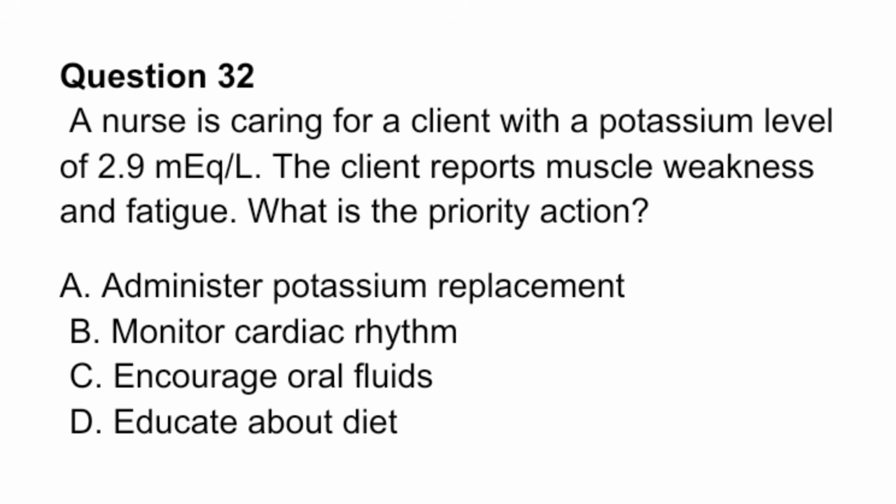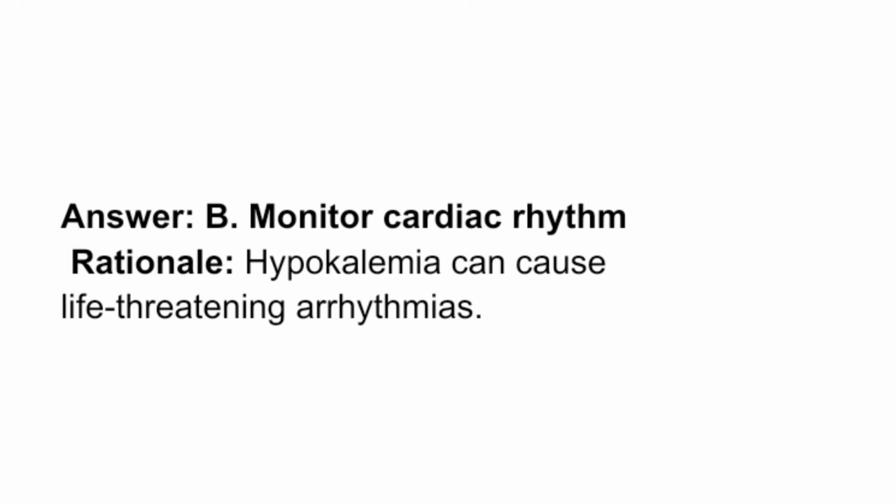Question 32. A nurse is caring for a client with a potassium level of 2.9 milliequivalent/L. The client reports muscle weakness and fatigue. What is the priority action? A. Administer potassium replacement. B. Monitor cardiac rhythm. C. Encourage oral fluids. D. Educate about diet. Answer: B. Monitor cardiac rhythm. Rationale: hypokalemia can cause life-threatening arrhythmias.